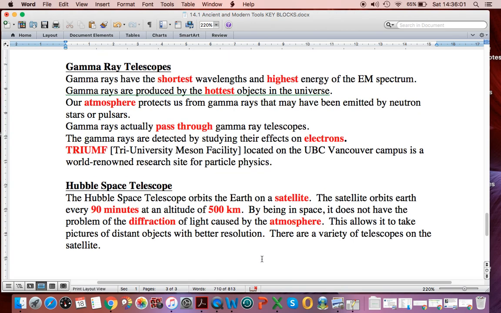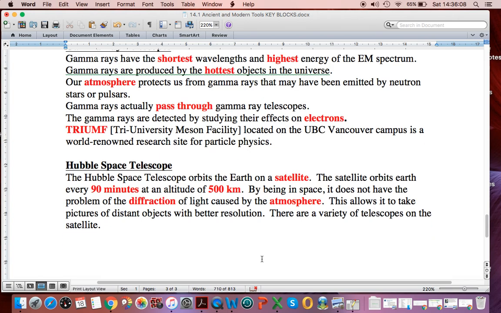And the Hubble I've already mentioned, where it's orbiting at 500 kilometers above the atmosphere and giving those crystal clear images. So that's a snapshot of the different types of radiation and the different types of radiation telescopes that are used to learn about the universe.